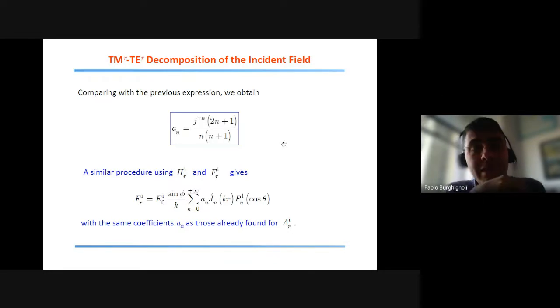By using exactly the same procedure, by duality, starting now from the radial magnetic field and considering now a radially directed electric potential, we are able to reach the same result for the electric potential, and we will find exactly the same coefficients as those we have already found for the magnetic potential. So this completes the derivation of the splitting of the incident field into two separate TM and TE parts described by magnetic and electric potentials, respectively.